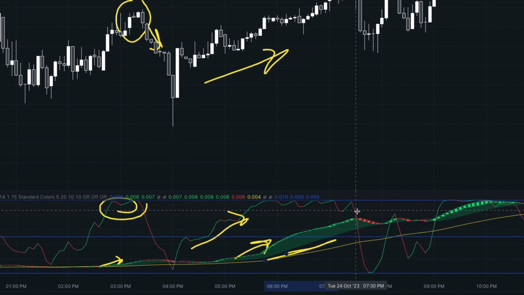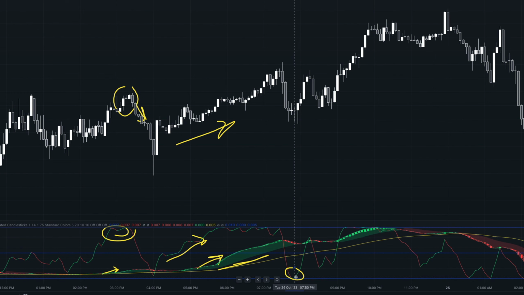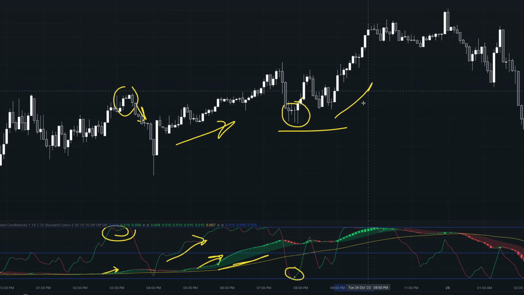You can see that the signal line dropped to the bottom half, and it touched the bottom and ticked up right there. And here's the price. And so you could have gone long here, put your stop underneath the low, and ended up getting a nice long right there.